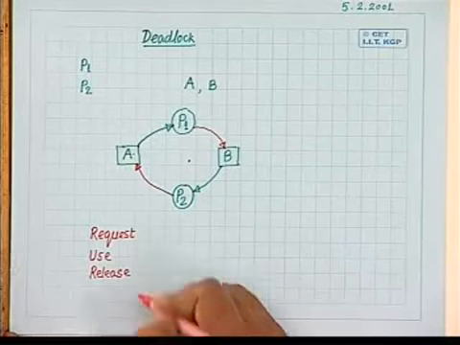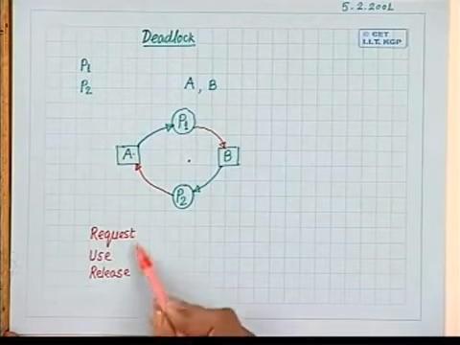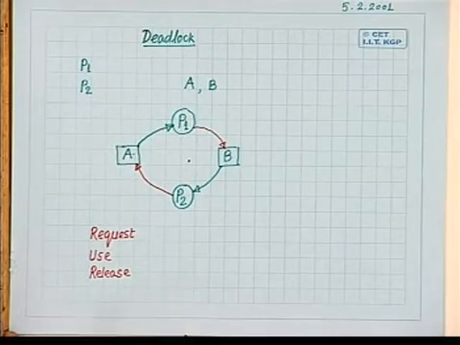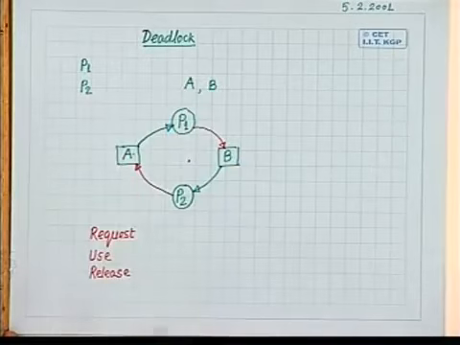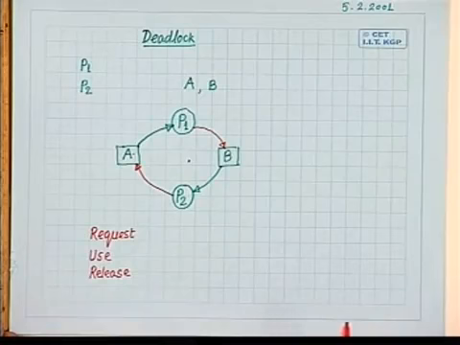So there are some algorithms which are to be followed to ensure that deadlock will not occur. Now, this is the sequence in which the resources are to be requested, used, and released by the processes. Now let us see how to formally define a deadlock. I have just given the concept of deadlock and the way in which the resources are to be used.